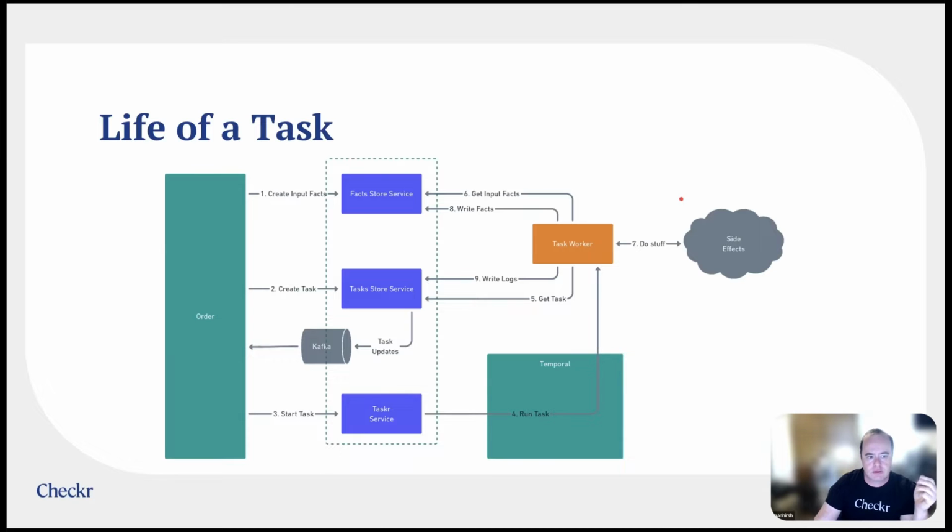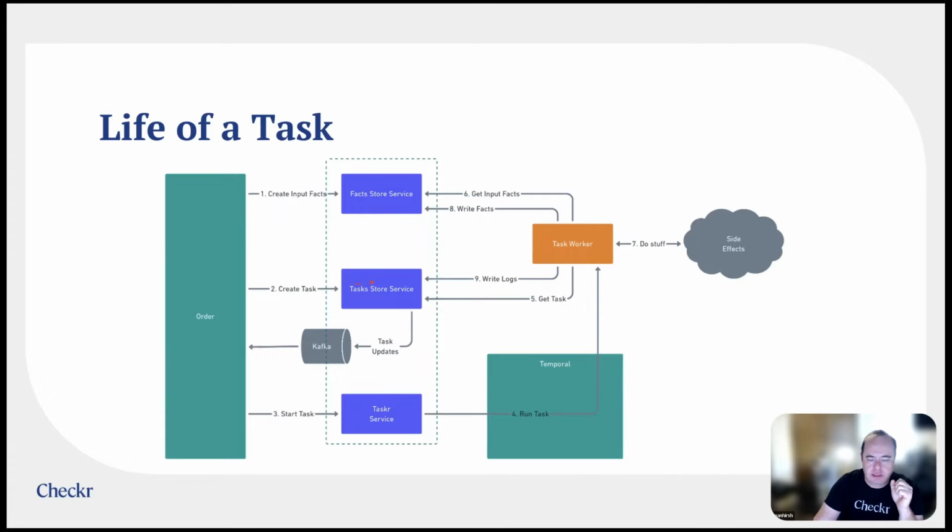How do we execute a task? So let's say we've got some kind of order and we want to run a screening. A screening is abstracted as a task. So what we do, we create some input facts. Facts are actually the atomic pieces of data that we're using and storing in our system that we can refer to later. So we're storing the fact.